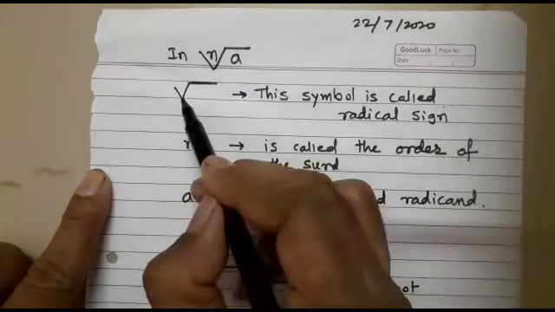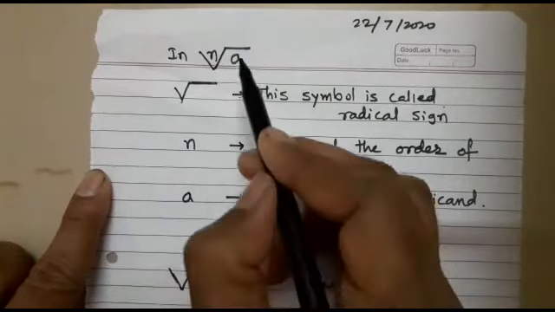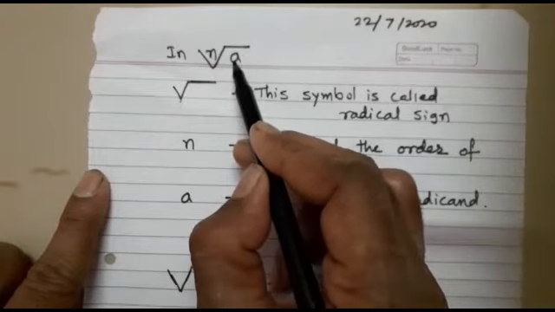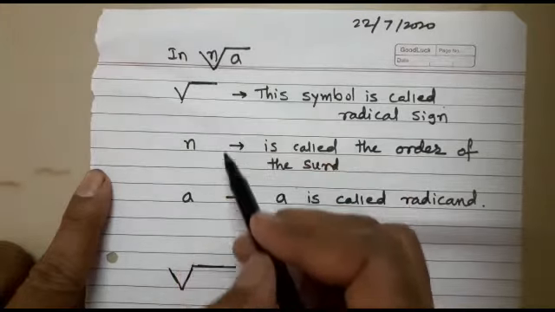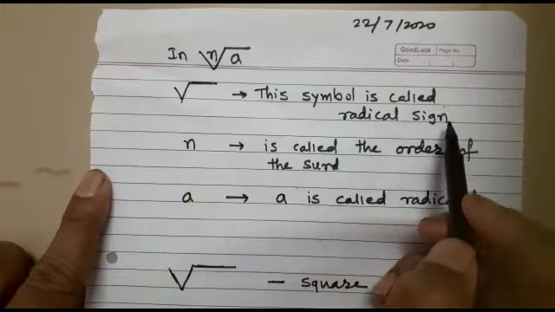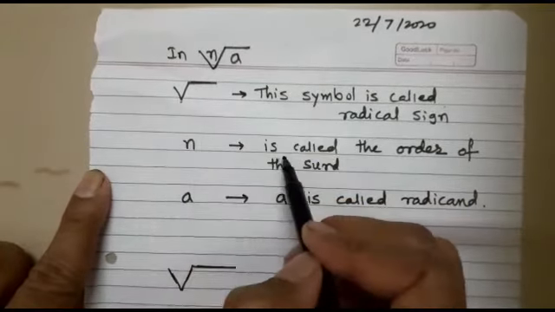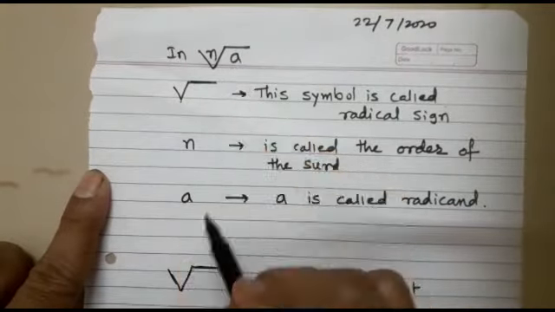Second, the number which is written in the V-shaped part of this symbol is called the order of the surd. And the number which is written under the symbol is called the radicand. To learn the surd, first of all we need to know the terminology. This symbol is called the radical sign. This n is called the order of the surd, and the number which is written under the symbol is called the radicand.